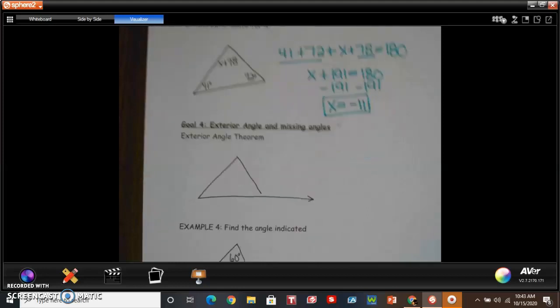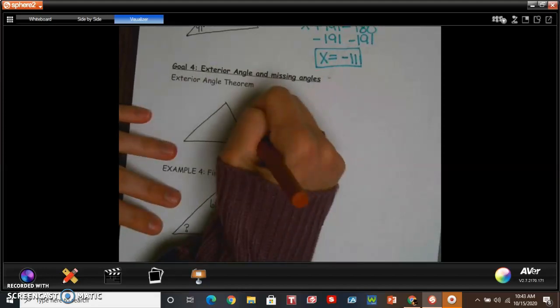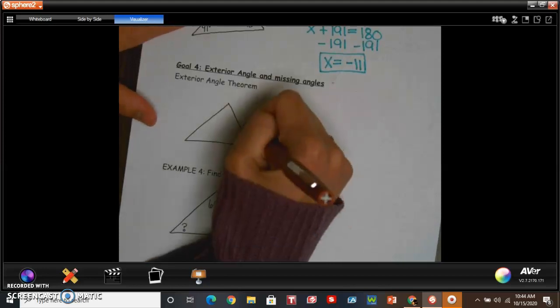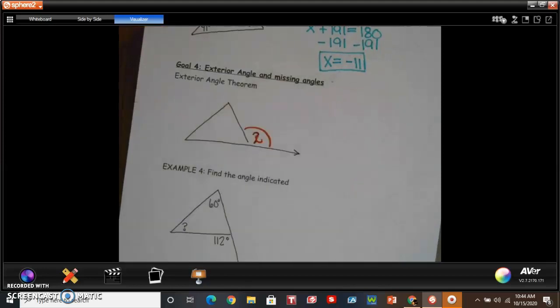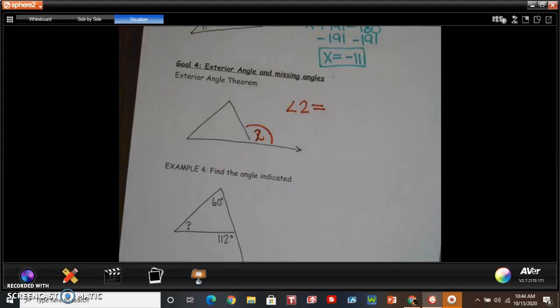All right. Our last theorem we're going to talk about is the exterior angles theorem and missing angles. So the exterior angles theorem is dealing with the special angle that ends up being on the outside of our triangle. Okay? This angle does something special. That outside angle, let's call it angle 2. All right? Angle 2 is always going to be equal to the two inside angles that do not touch it.